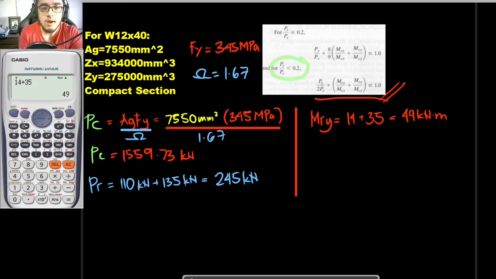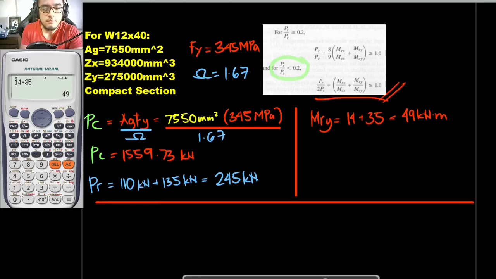So we already have PR, PC, we don't need this. And as for MCY, we would be solving for that. For our MCY, I would be writing them here in the bottom part. MCY is equal to nominal moment divided by factor of safety. And once again, if we are to consider flexure, our omega should be 1.67.